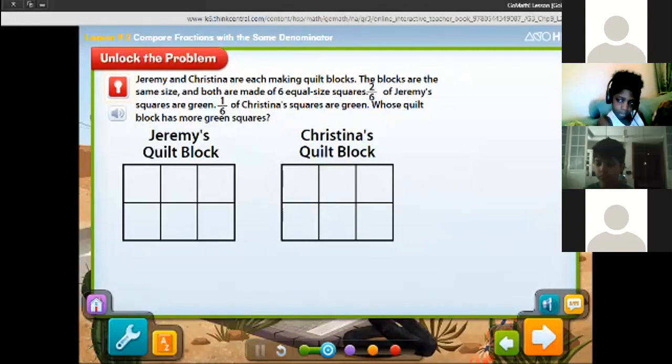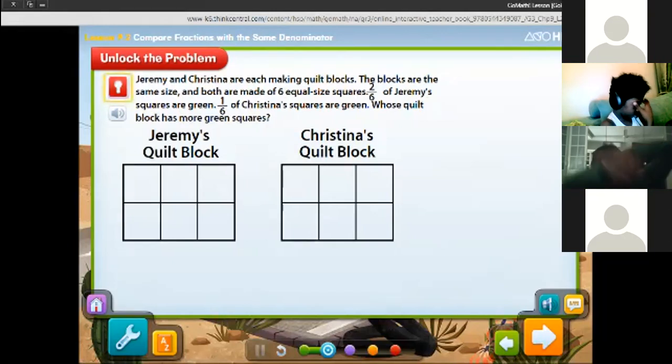Jeremy and Christiana are making quilt blocks. The blocks are the same size. Both are made of 6 equal-sized squares. 2/6 of Jeremy's squares are green. 1/6 of Christiana's squares are green. Whose quilt block has more green squares?